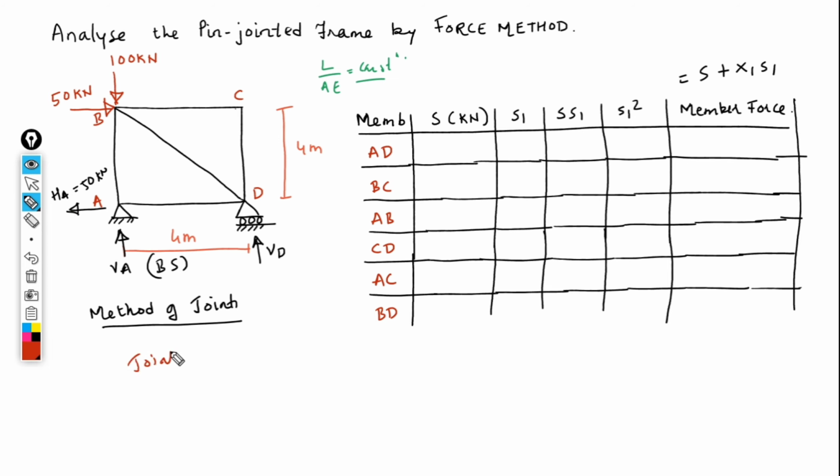Whenever you are defining a joint, draw the free body diagram of the joint. C has two members, CB and CD. There is no load on joint C, so there will not be any resistance offered by the members. So this will be 0, and this will also be 0. It comes under a thumb rule: when there is no load on the joint, there will not be any force in the members.